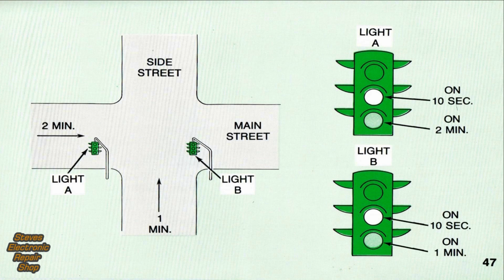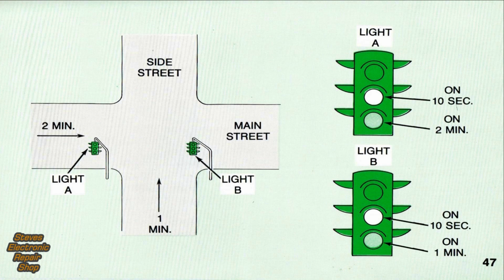Now we've arbitrarily assigned light A for control of Main Street and light B for control of Side Street. Before we jump immediately into the flowchart, let's examine what each light must do. Light A, shown at the top right-hand side, must be green for 2 minutes. Naturally, we want a caution light between red and green, so we've selected a yellow duration of 10 seconds. The duration of the red light is controlled by light B, as we'll see later.